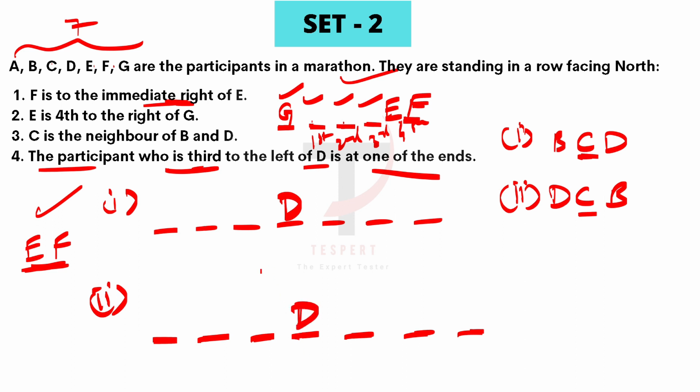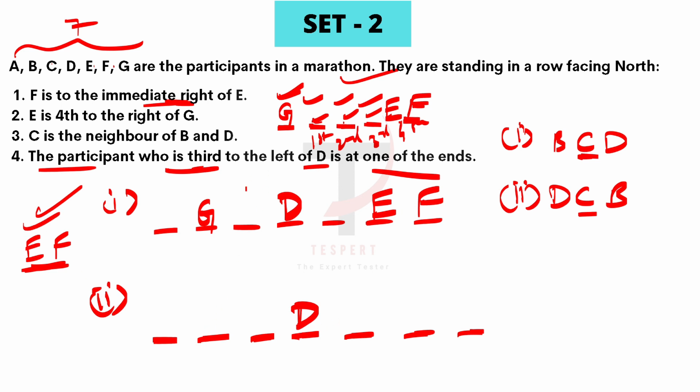Now we can place G. In the first case we can place G here, and we can place E here, because the difference between G and E is 3 places: first, second, and third, 3 places. So here also we got the 3 places as the difference. So if E is here, F must be here. That we inferred from the first statement.